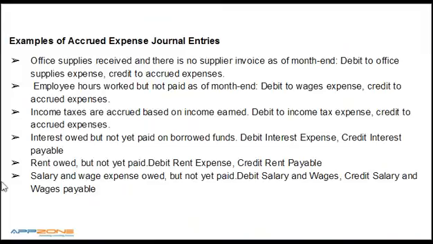The second thing we are going to look at is employees' hours worked but not paid as of month end. We've also put the posting there: debit wages expense, credit accrued expense. As I said earlier, we are going to look at them under the journal entries, how they are going to work. We are also going to look at income tax accrued based on income earned. How is the posting going to be? We are going to debit income tax expense and credit accrued expense.